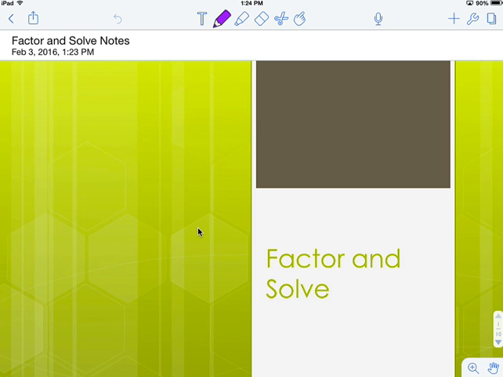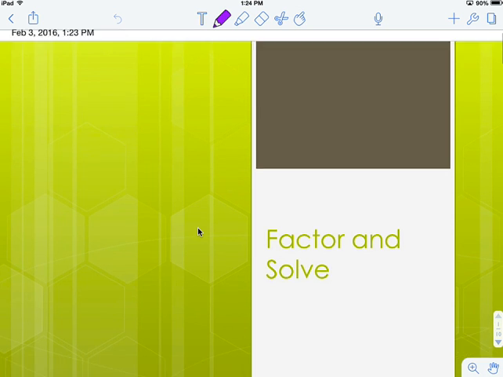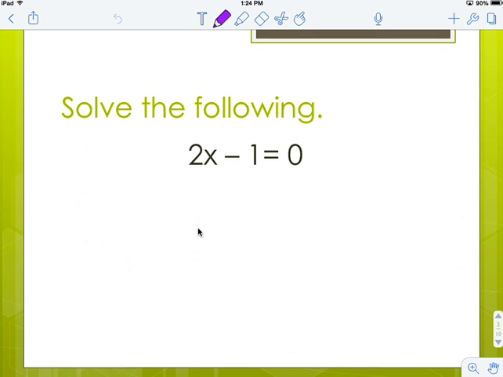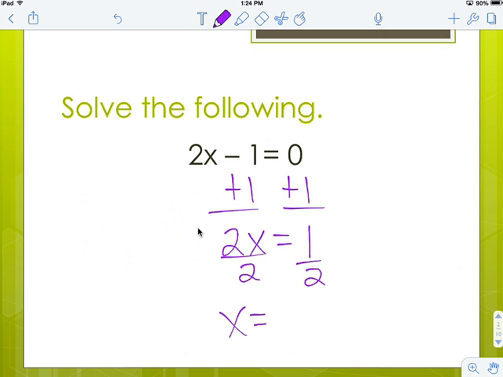Today you are still factoring, but there's an extra step where you have to solve for x. So remember at the beginning of the year when you got x by itself, we had to do the opposite of subtracting 1, so we added 1 to both sides. And then the opposite of multiplying by 2 is to divide the 2 on both sides. The answer to this problem would be x equals 1/2.